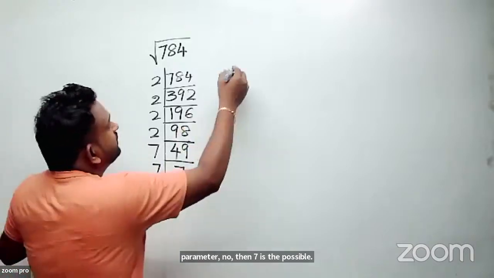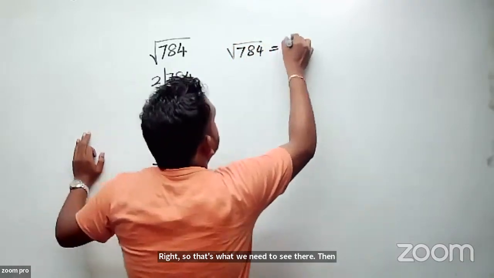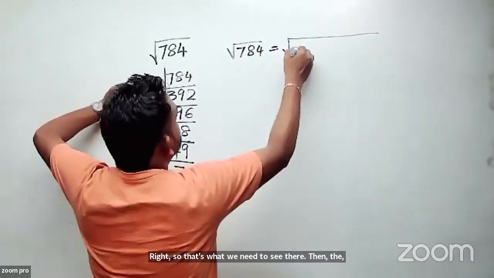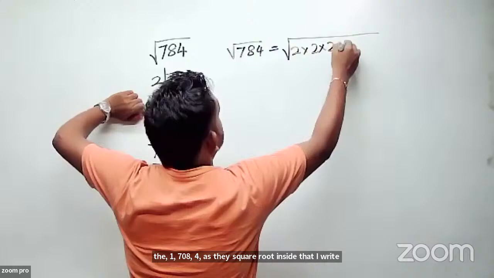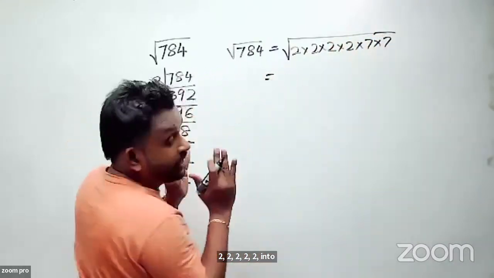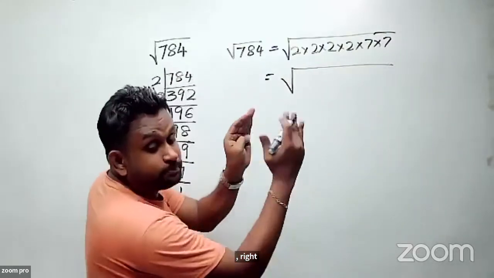See there. When I write the square root of 784, inside the square root I write this product. 2 into 2 into 2 into 2 into 7 into 7. Exactly. We separate it into two similar products.